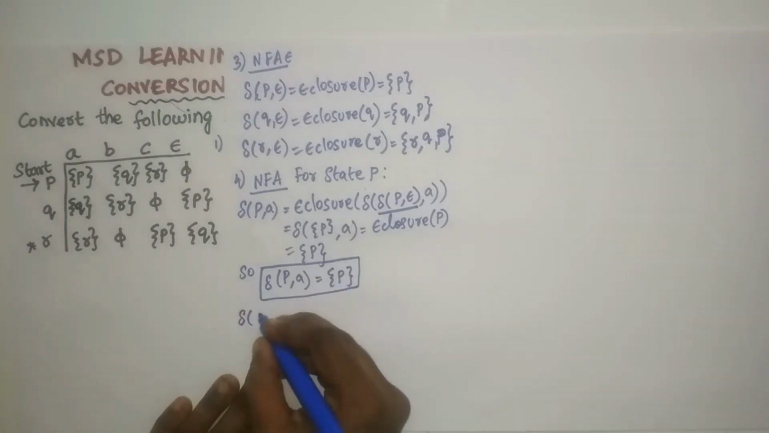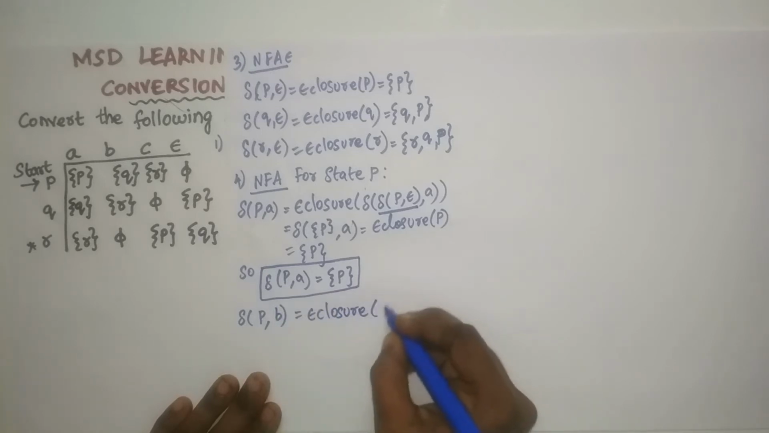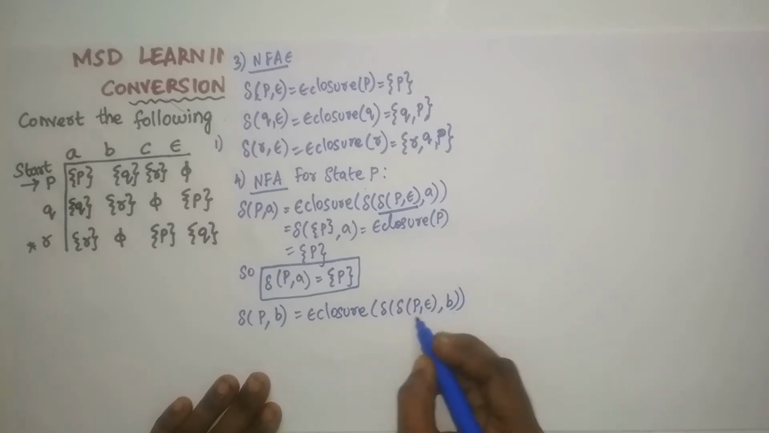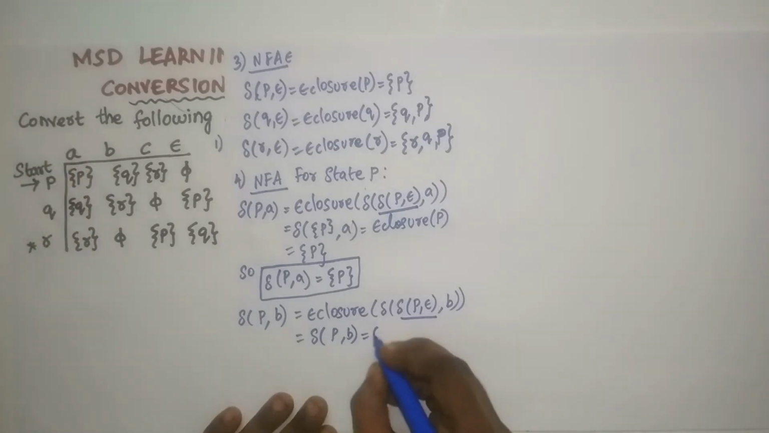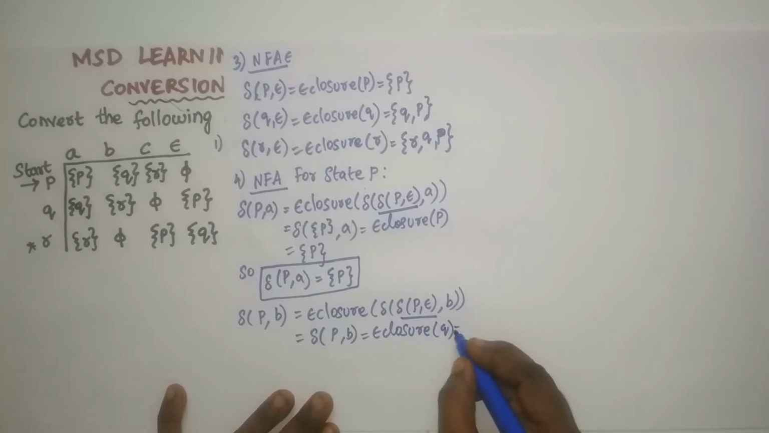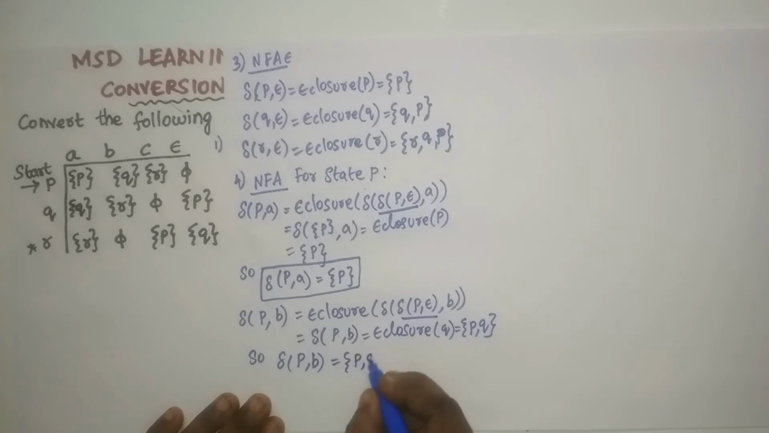Now similarly find δ of P comma B, which is equal to epsilon closure of δ of P comma epsilon comma B. P comma epsilon is nothing but epsilon closure of P, which is P. So here it is δ of P comma B. P comma B is Q. So you need to find epsilon closure of Q. Epsilon closure of Q is nothing but P comma Q. So δ of P comma B is equal to P comma Q.